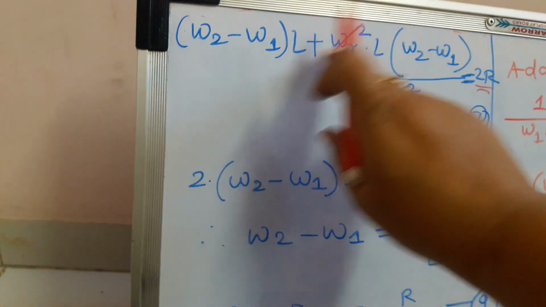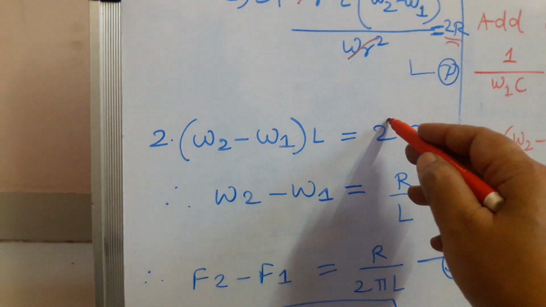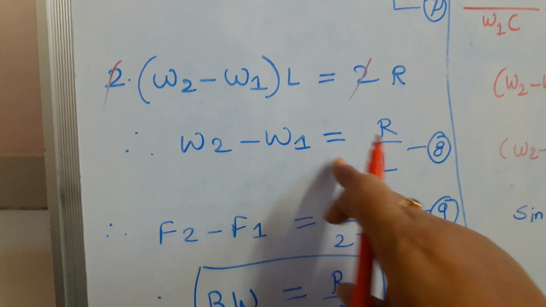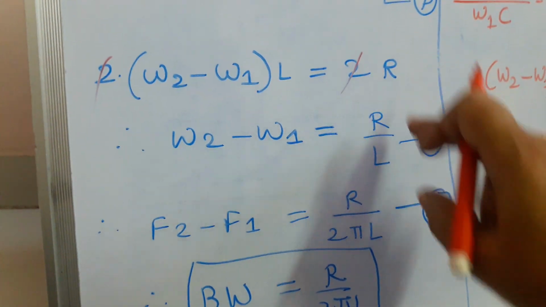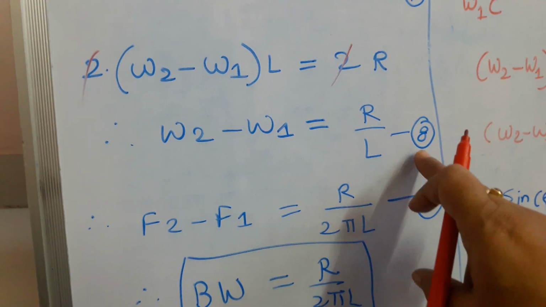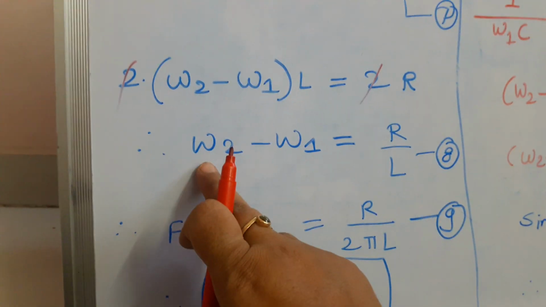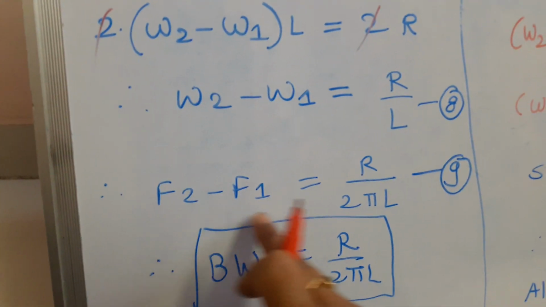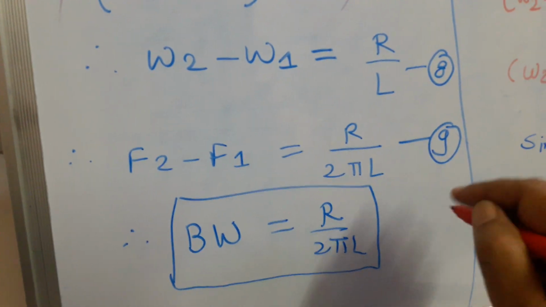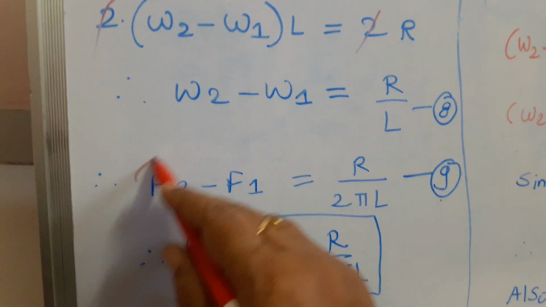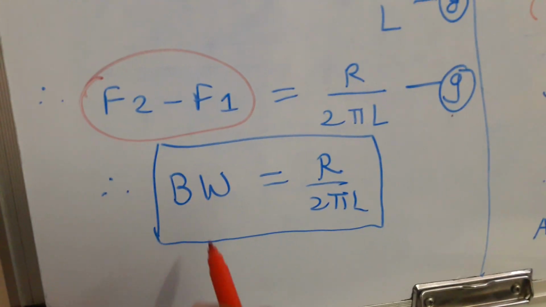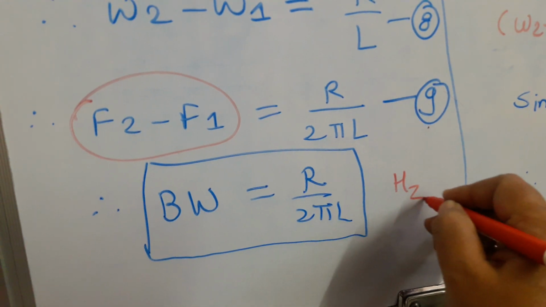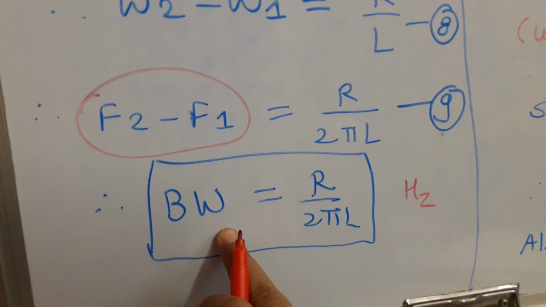Okay, from these steps. Now 2 will get cancelled and we will have omega 2 minus omega 1 is equal to, this L will be shifted in the denominator, R by L. Label this as equation number 8. These are angular frequencies. So convert it into regular frequencies. So we will get f2 minus f1 is equal to R upon 2 pi L. This is nothing but equation number 9. So this f2 minus f1 is now our bandwidth. So we can write down bandwidth is equal to R upon 2 pi L hertz. This is the final expression for bandwidth.